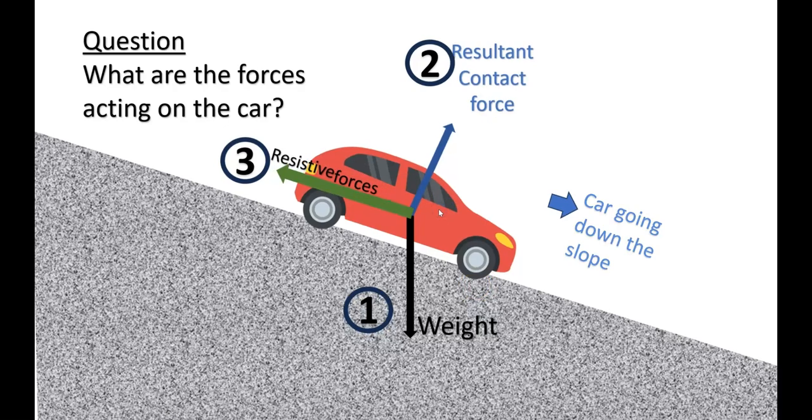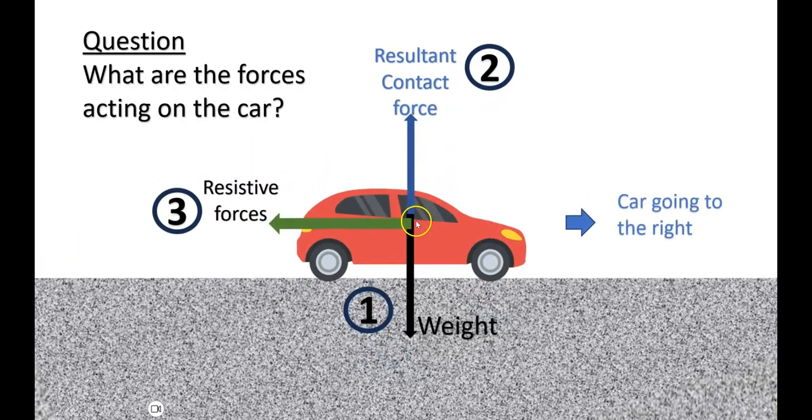Same concept applies for a car on a level ground. The resistive force will always be opposing its motion, the contact forces will always be perpendicular, and there will always be a weight pointing downwards.